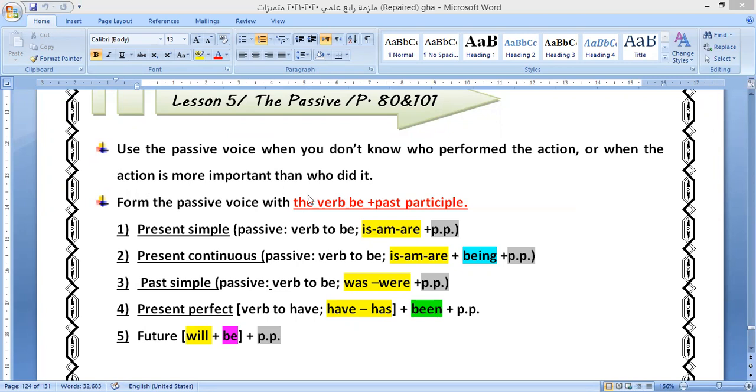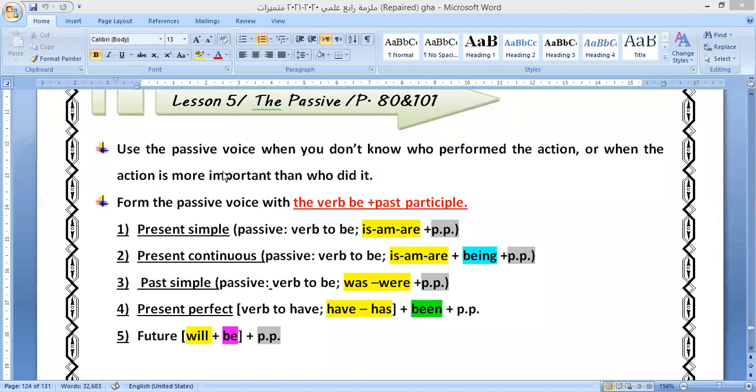Right. So how to form the passive voice? Mostly we need for what? We need the verb be اللي هي is, are, was, were. Sometimes we need verb have اللي هي has or have. Sometimes we need modal verb will plus be. And also in the 3rd grade we talked about the modal verb can. If you remember, the modal verb can استخدمناه في السابق. So all of these can be used with what? With the past participle form of the verb.